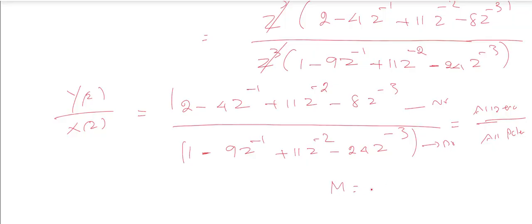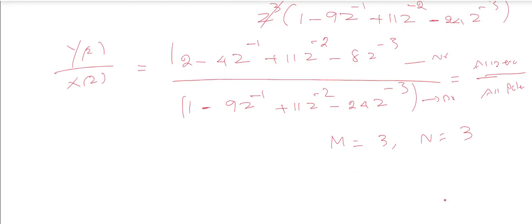So now m is equal to 3. This is m. Okay, m is equal to 3 and n is equal to 3. So now what is the order of the system? The number of poles is called the order of the system.